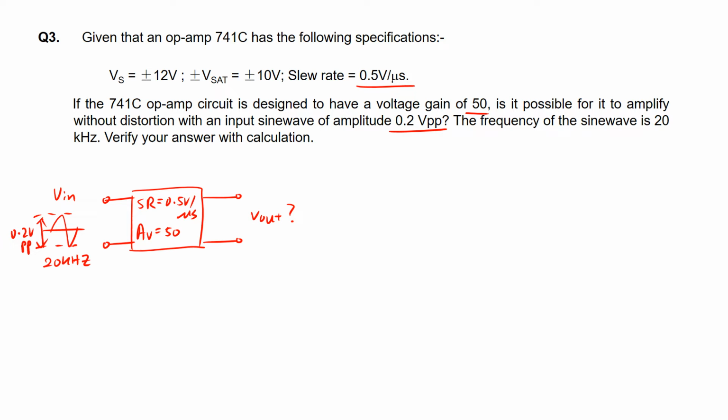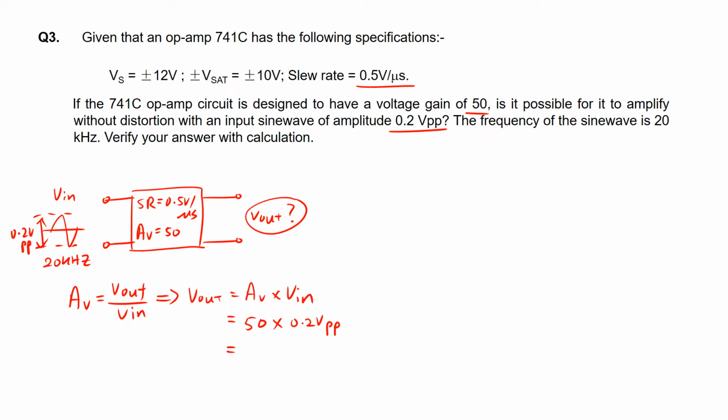The next step is to find out what the Vout is first. To find the Vout of this amplifier system, we use the simplest formula for voltage gain, which is Vout over Vin. We rearrange this to give Vout, so Vout equals AV times Vin. The voltage gain given in the question is 50, and the Vin is a 0.2 volts peak to peak sine wave, so we simply multiply the values. The value for Vout will then be 10 volts peak to peak.